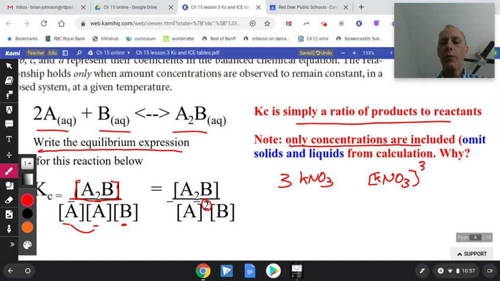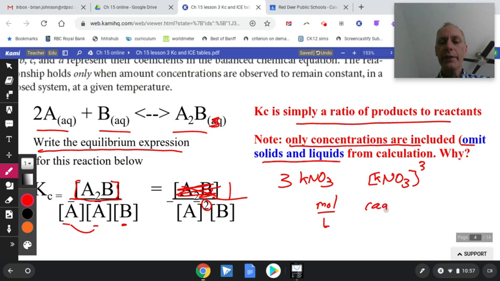It says to omit solids and liquids from the calculation. So, for example, if this was a solid, this would be gone, and you would just have a 1 there. Now you might be thinking, why? Why don't we include solids and liquids? Well, it says to only include concentrations, and concentrations are moles of chemical dissolved in liter of solvent or liter of gas.